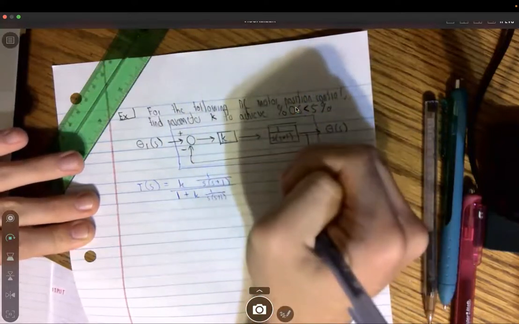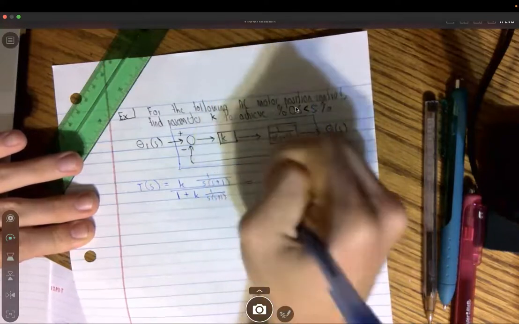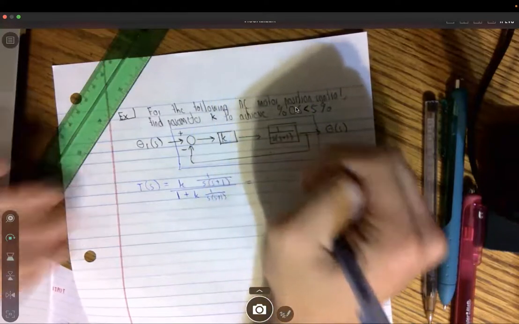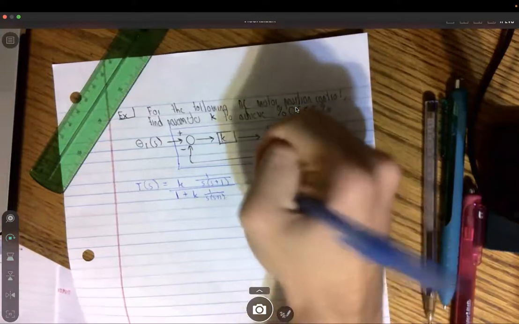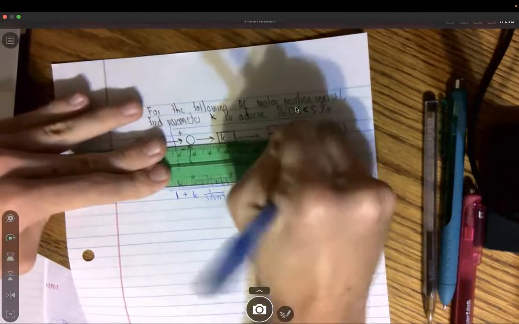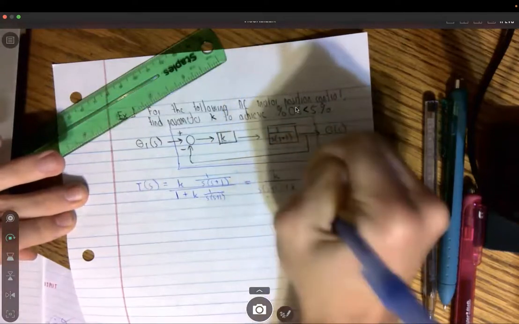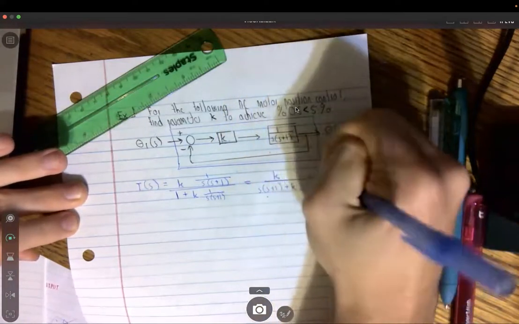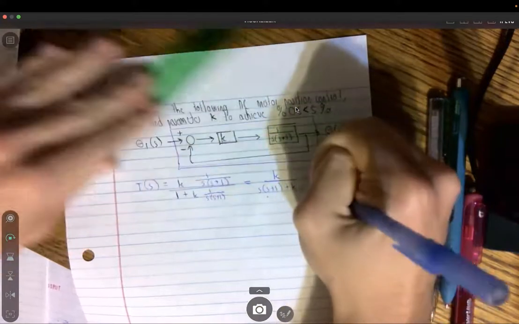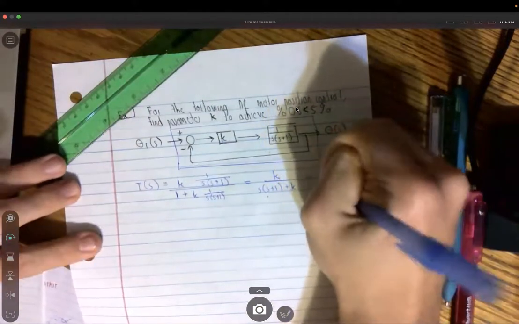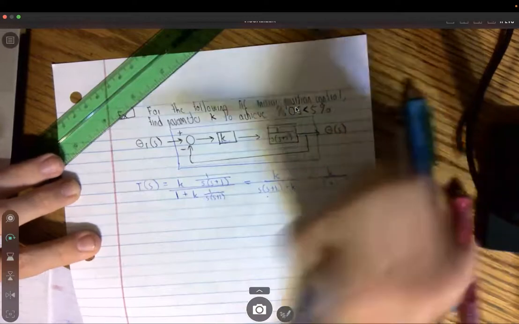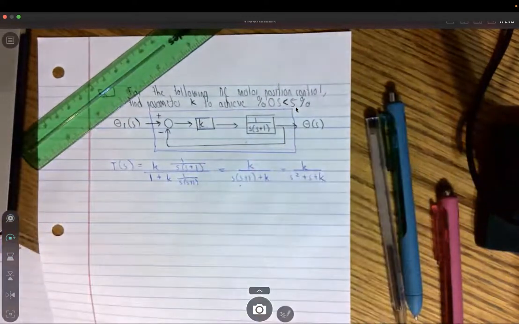So that's just multiplication by 1. Then we're going to multiply by the denominator of S times S plus 1. And so in our numerator, we'll just get K over S times S plus 1 plus K. And so then this is K. And then if you simplify, it would become S squared plus S plus K. Okay. Now we got it here.